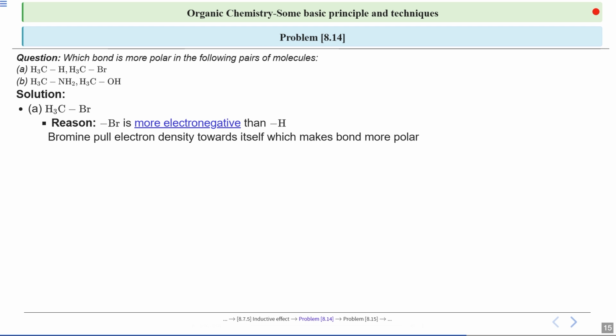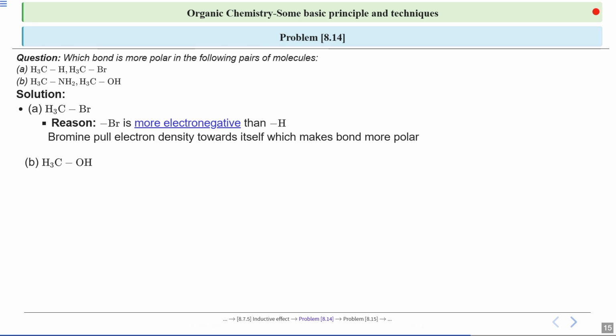Now, if I ask you, out of bromine and hydrogen, which one will show a higher plus I or minus I effect? Of course, bromine is an electron withdrawing group, so it will show a minus I effect. Whereas hydrogen is not in the league at all, it is showing a plus I effect. So, I would say no doubt about this, that the bromine will show a higher bond polarity.